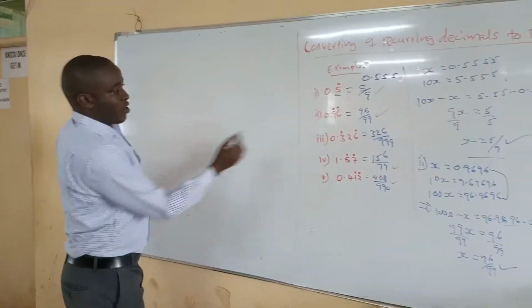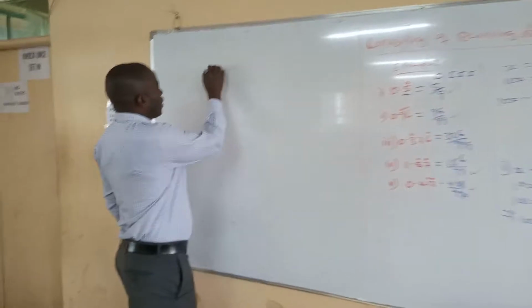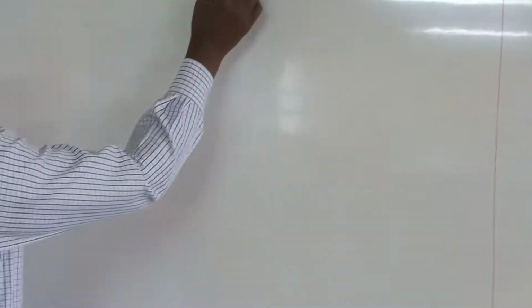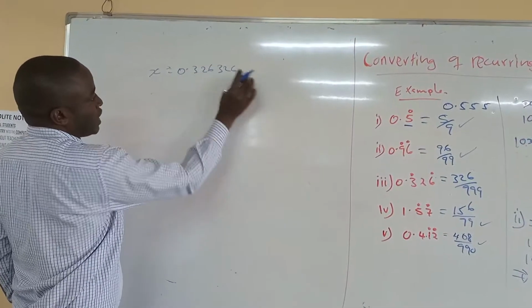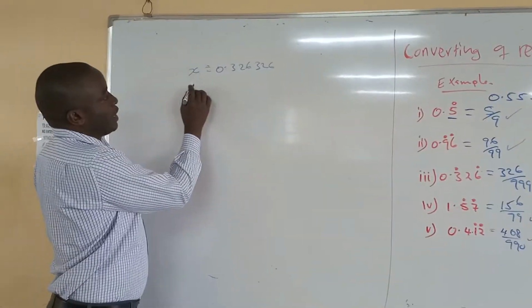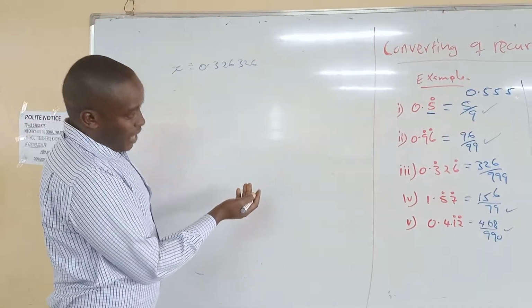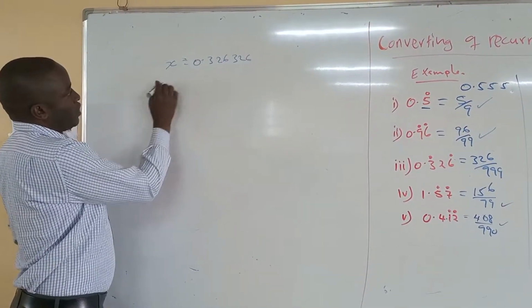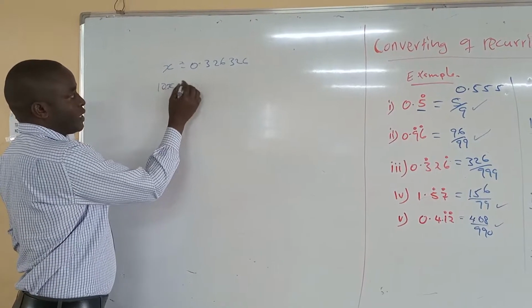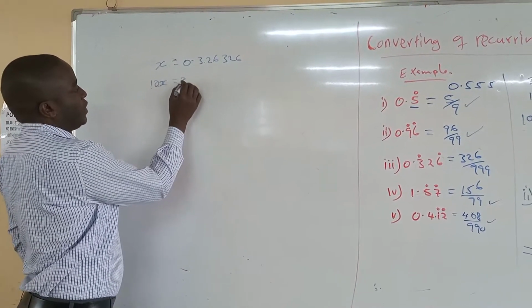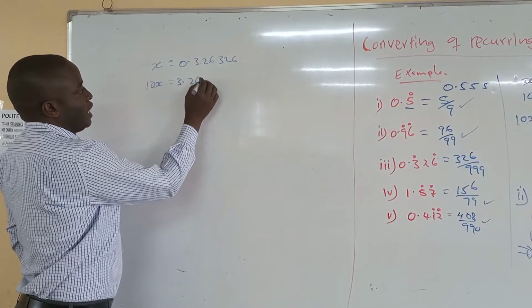If we do now Roman 3, we let x be equal to 0.326, where 326 is recurring. When you look at this, we already know that you have to go to 1,000. But it's okay. Then we talk about 10x. Just go step by step. 10x equals 3.26326.